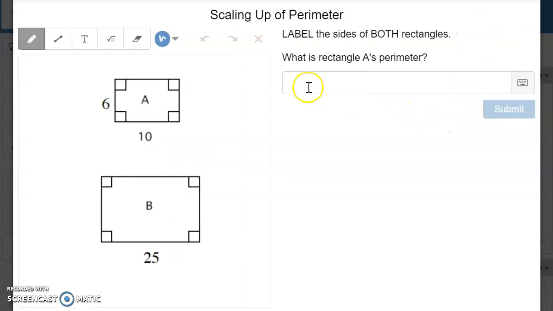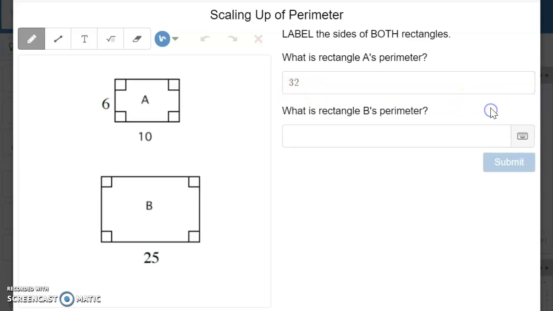Card number 2. This time, what is the rectangle's perimeter? Okay, so we can calculate that. What's 6 plus 10? This is 6 and 10. This is also going to be 6 and 10. So 16 plus 16 is going to be 32. Okay, what is the rectangle B's perimeter?